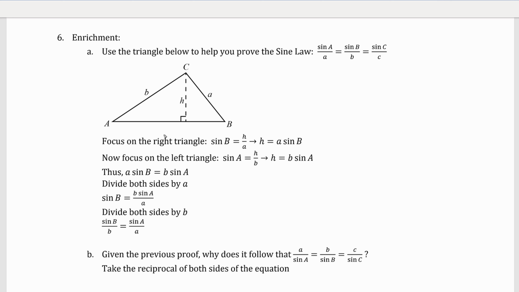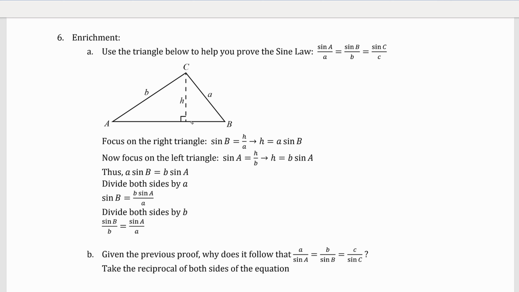Let's use the triangle below to prove the sine law. Sine A over a equals sine B over b, which equals sine C over c. By convention, the capital letters represent the angles, whereas the lowercase letters represent a side length. We have a here, and we have capital A here across the field.